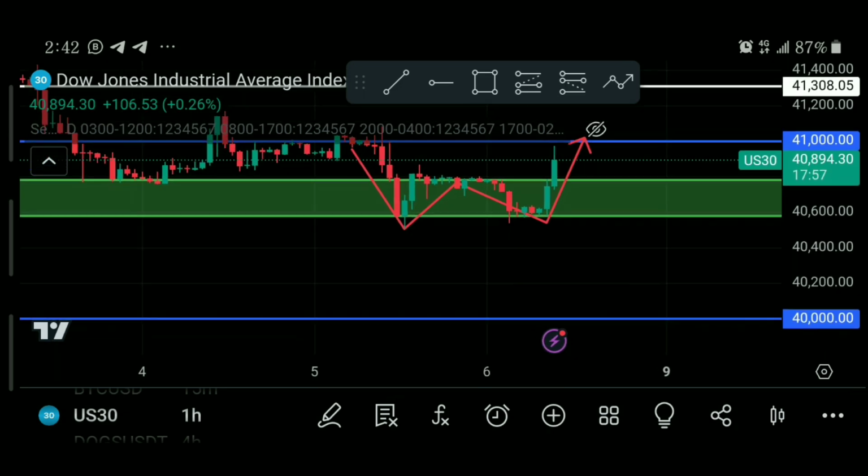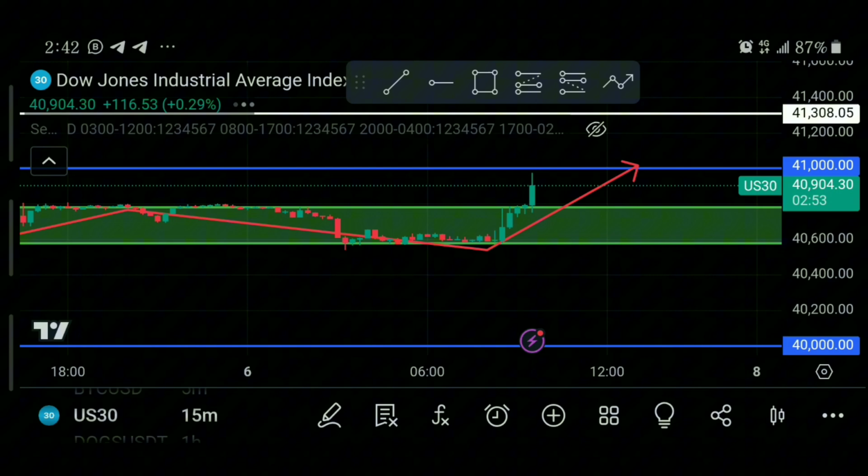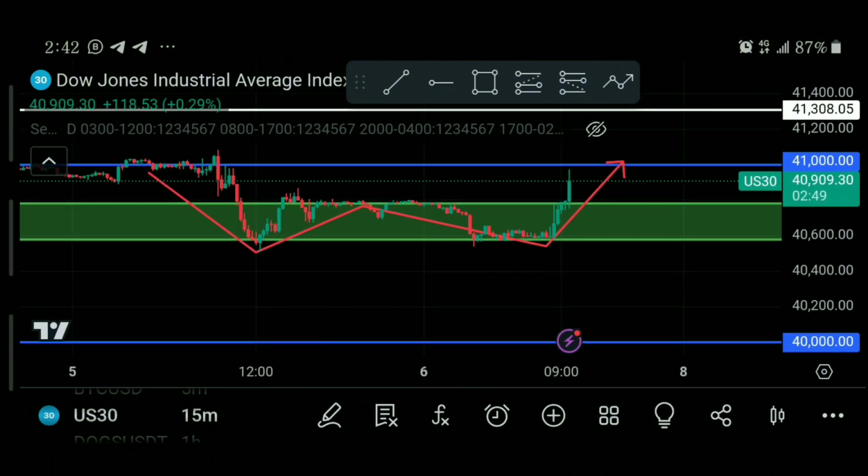Now going down to the shorter time frames.